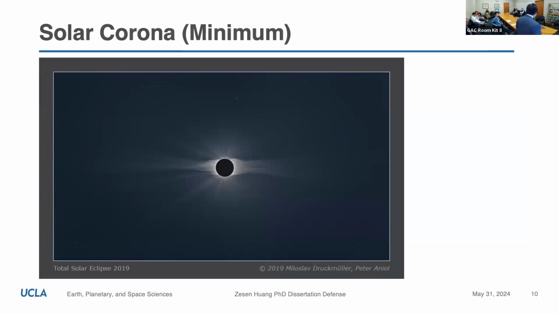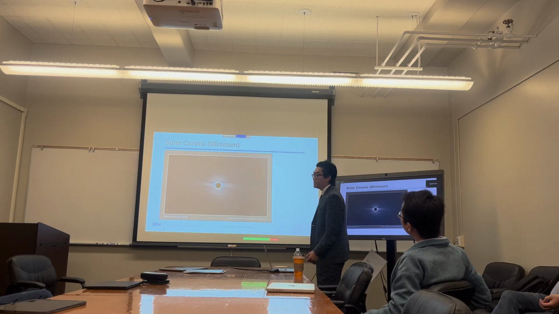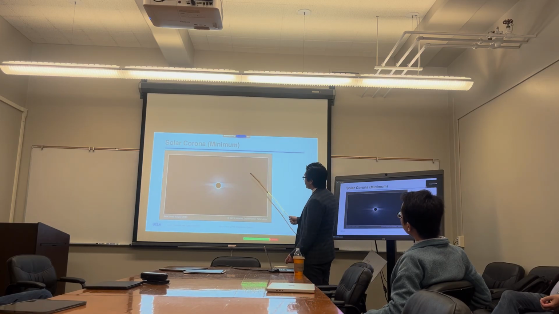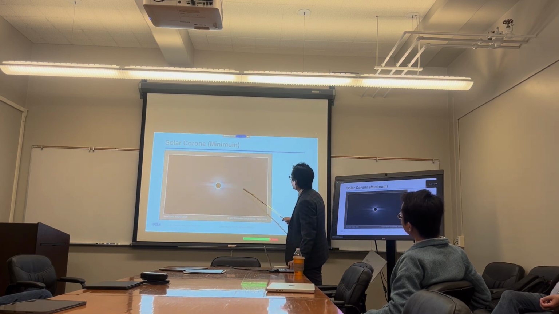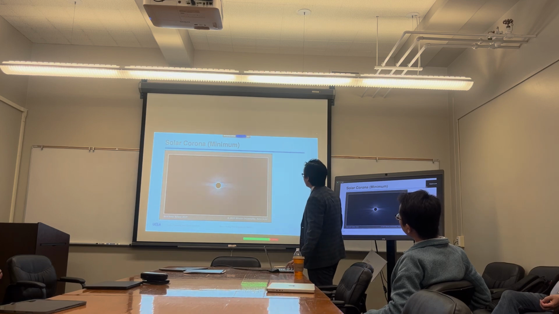The reason I want to introduce this is that a part of my work is to identify structures using in situ data from Parker Solar Probe. So I want to introduce what the solar corona looks like. This is what the solar corona looks like in solar minimum. You have the polar plumes, and you have the helmet streamer in the ecliptic plane.